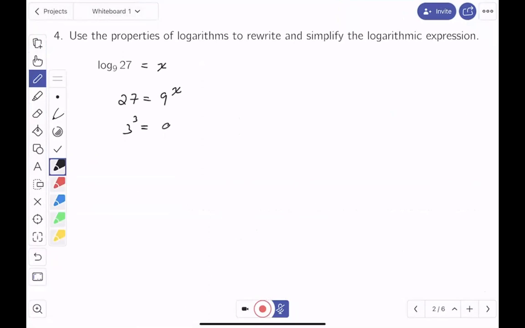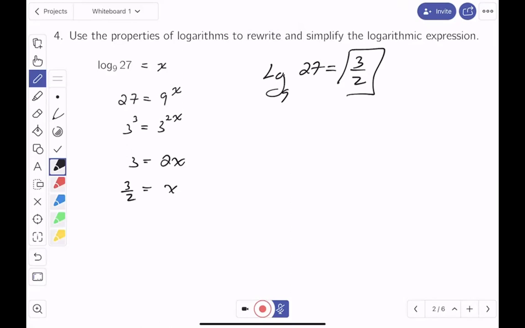Let me write that down. I made a mistake there. It's going to be 3 squared. It's going to be 3 to the 2x. What do I now know? The exponents are equal. So that means 3 equals 2x. What does x equal? 3 over 2. So log base 9 of 27 is going to be the number 3 over 2. What do I recommend? Look at the answer key and make sure you can agree with that.